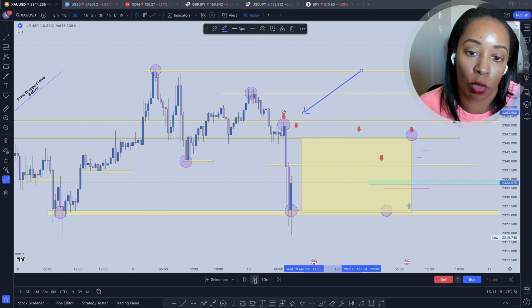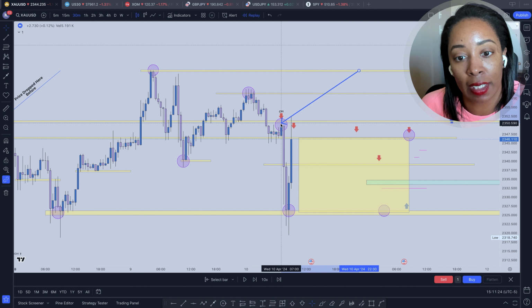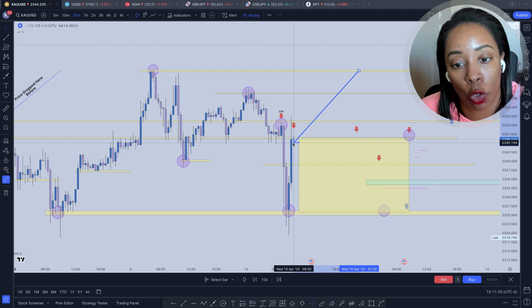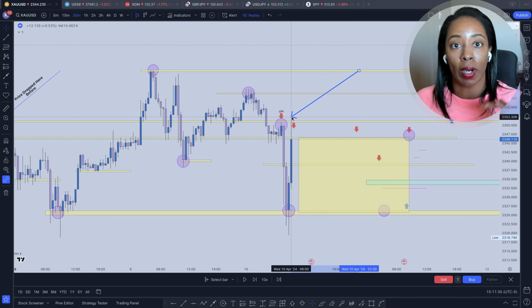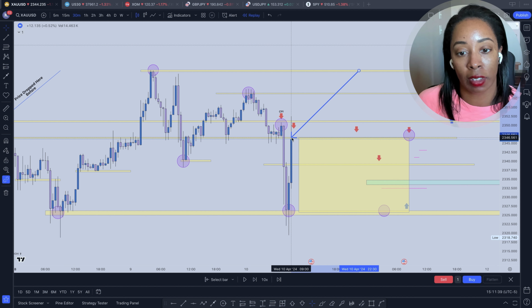I'm just going to move this forward a little bit. We see that price came all the way back up into the zone where price sold off during CPI. So I was like, okay, this is great. We got this really strong bullish candle. And even though price tapped into this higher level above the CPI candles, it still closed below this support.